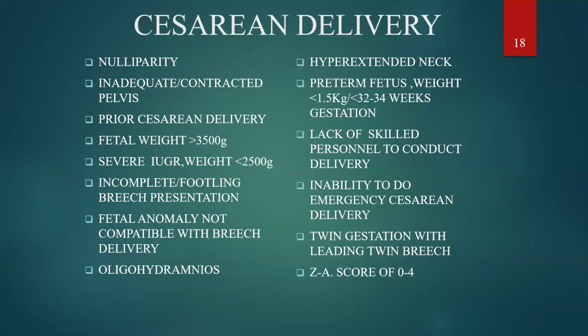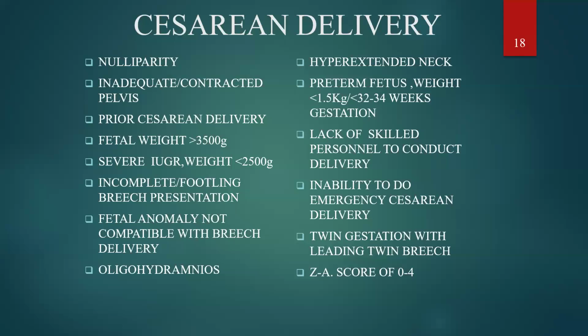Cesarean delivery for breech. When do we do CS for our breeches? We don't even want to try vaginal delivery. The indications include nulliparity. So as a country, this is where we are. For our nullips, we do not do breech delivery for them. For patients with an inadequate or contracted pelvis, we do not do breech. Prior cesarean deliveries: from one previous CS, so two or three is not even entertained.